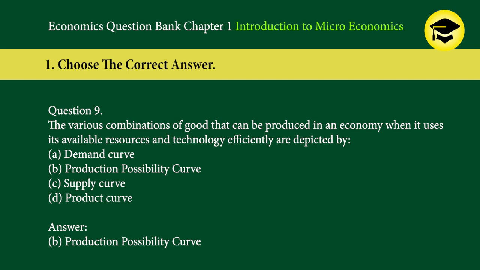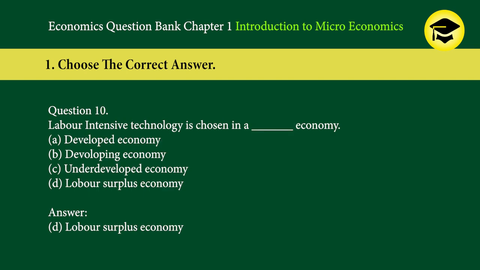Question 9. The various combinations of goods that can be produced in an economy when it uses its available resources and technology efficiently are depicted by A. Demand curve. B. Production possibility curve. C. Supply curve. D. Product curve. Answer B. Production possibility curve. Question 10. Labor-intensive technology is chosen in a blank economy. A. Developed economy. B. Developing economy. C. Underdeveloped economy. D. Labor surplus economy. Answer D. Labor surplus economy.